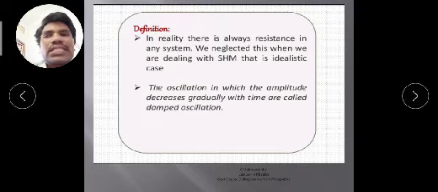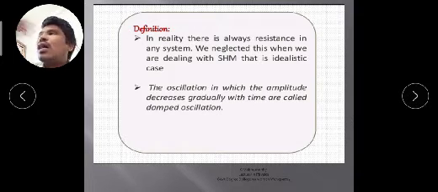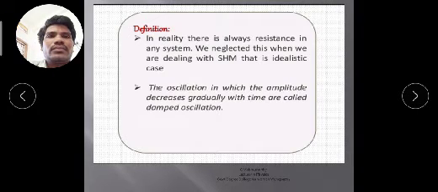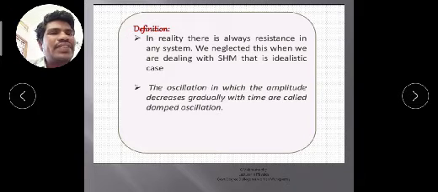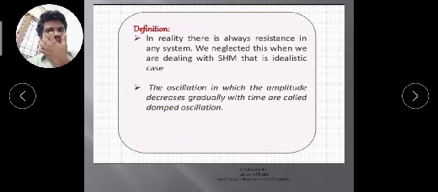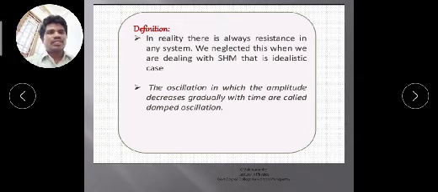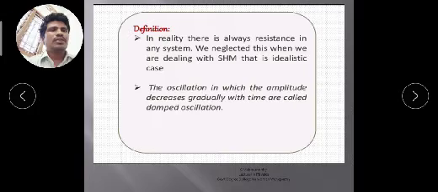That is called the opposing force. And the oscillations in which the amplitude decreases gradually with time are called damped oscillations.